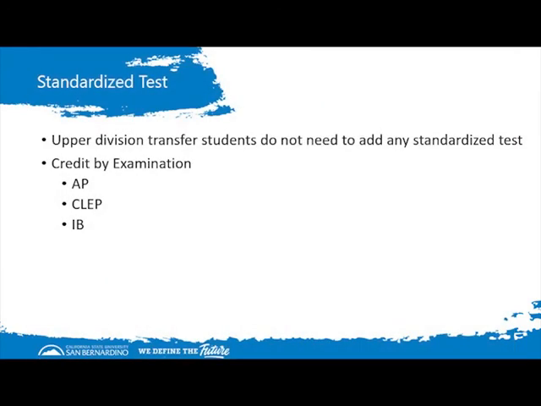As an upper division transfer applicant, you are not obligated to report any standardized tests. However, if you receive credit by examination for the AP, CLEP, or IB test, please report those tests in the appropriate tabs. This concludes the academic history quadrant. Save all of your changes and return to the dashboard.